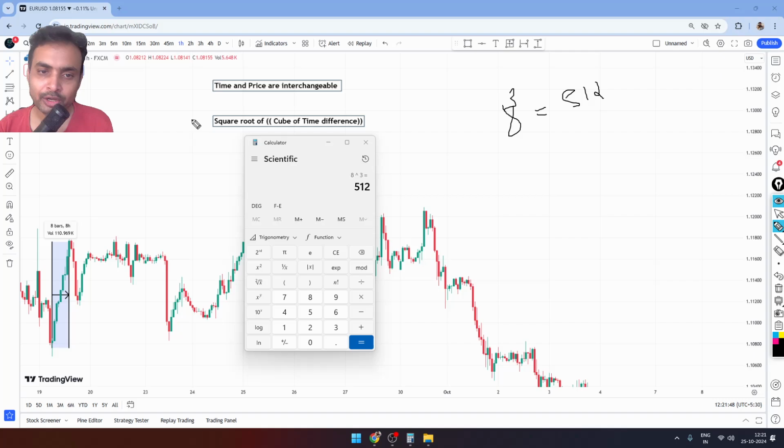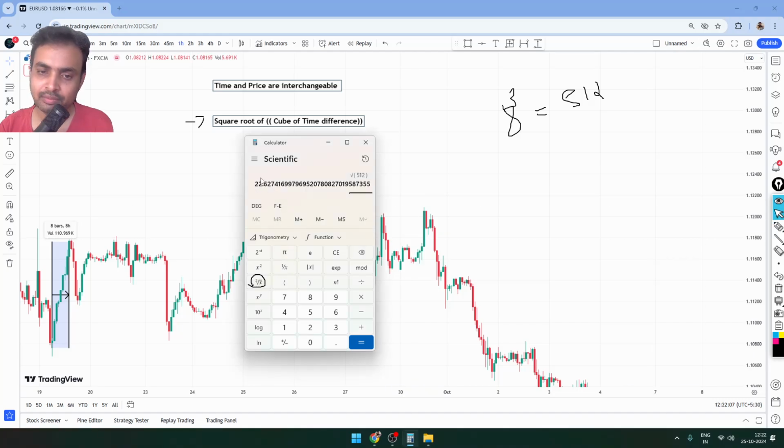Now what I need to do is take the square root value of that 512. For that you need to use the calculator. You can see the square root button is right here. I have 512. Just click that button and you will get the square root value. So let's do this. Let's click the button.